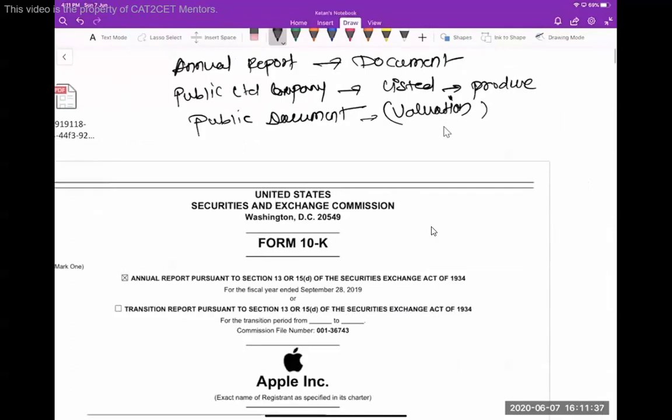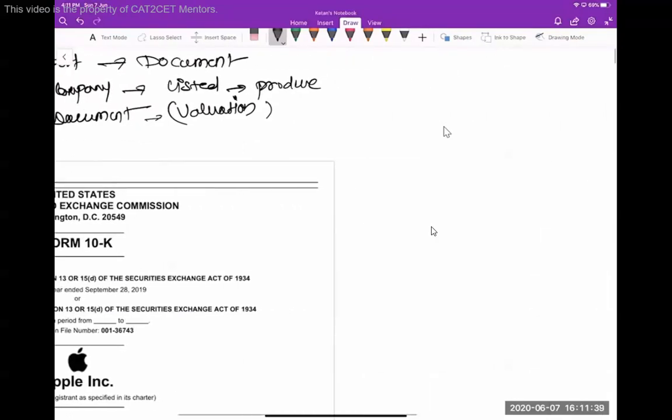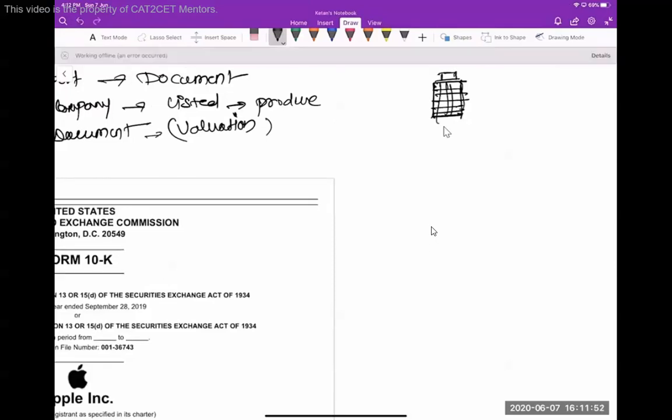Now, there is one more thing that I would love to explain to you. So you have a company out here. Let's say this is Apple, right? And you have an analyst, or maybe you are an analyst who is working for Apple, then you have all the information handy.